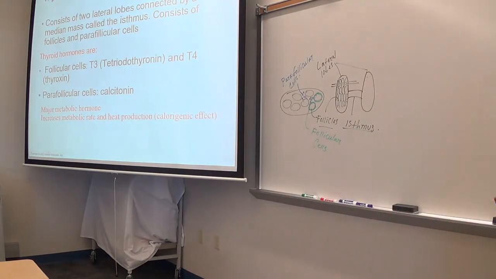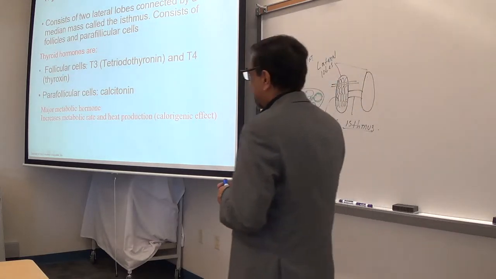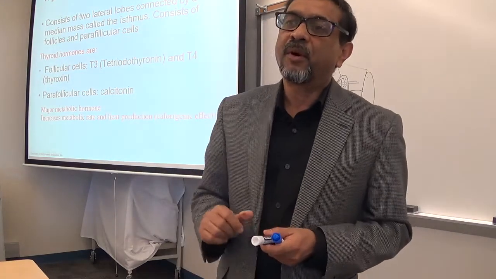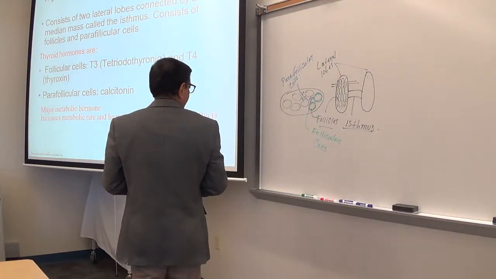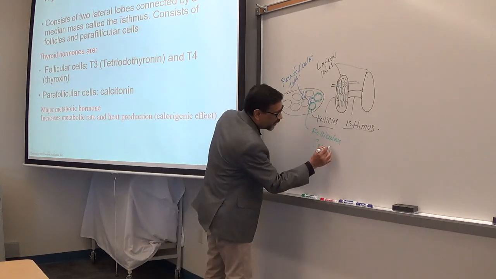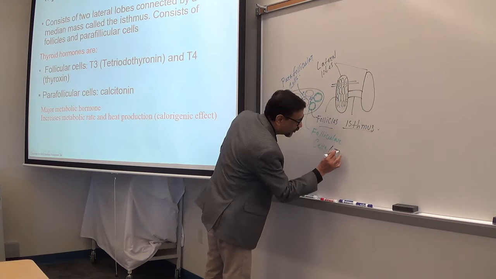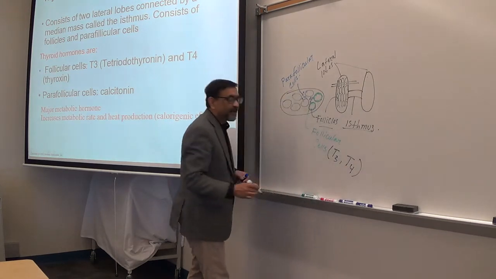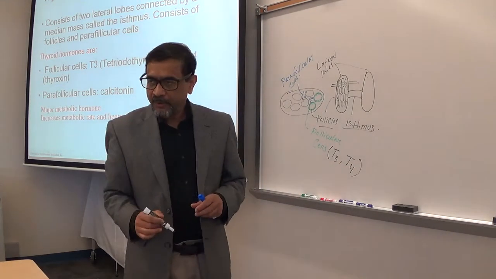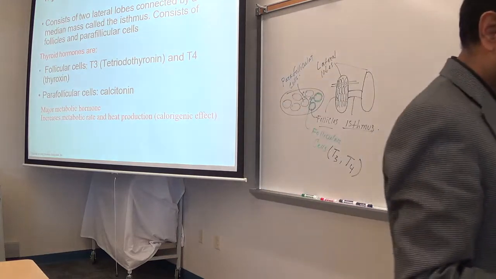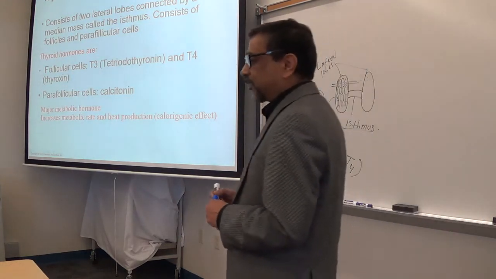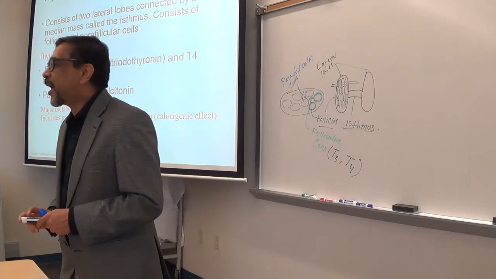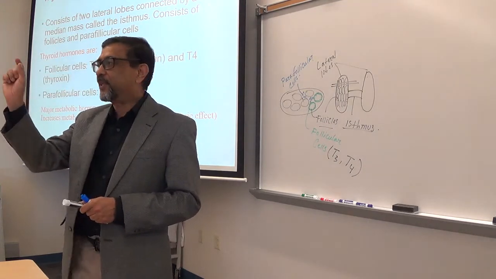Follicular cells and parafollicular cells produce two types of hormones. Follicular cells produce T3 and T4: triiodothyronine and tetraiodothyronine. Tri means what? Three, right? So triiodothyronine is the name of T3.